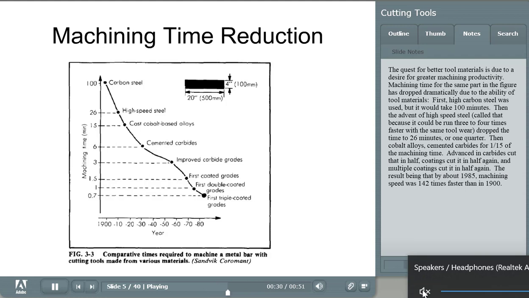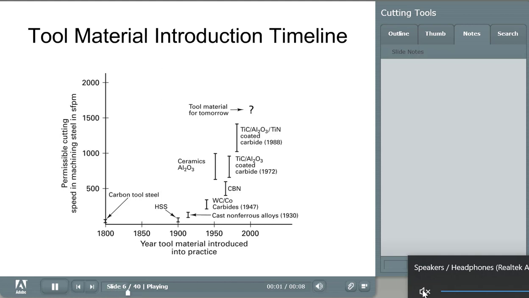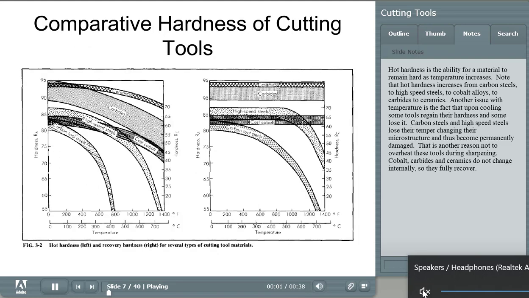Then cobalt alloys and cemented carbides brought it to 1/15 of the machining time. Advances in carbides cut that in half, coatings cut that in half again, and multiple coatings cut it in half again. The result being that by about 1985, machining speed was 142 times faster than in 1900. Tool material introduction timeline. In this figure it can be seen the different times at which different types of tools were introduced. Comparative hardness of cutting tools.